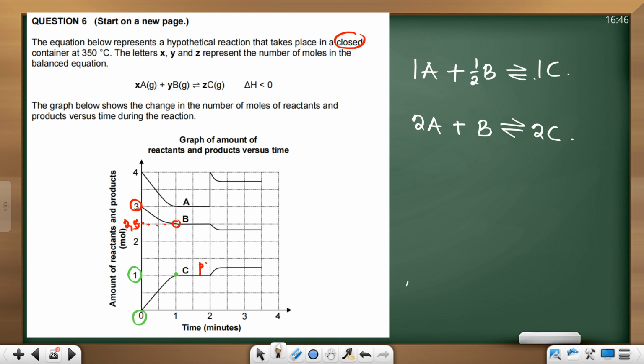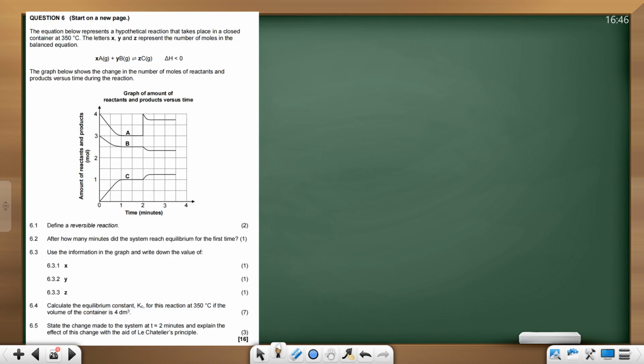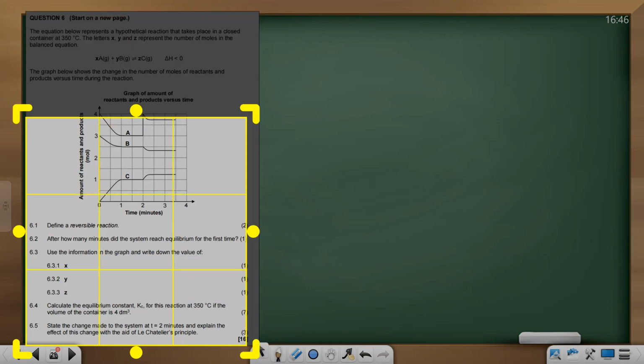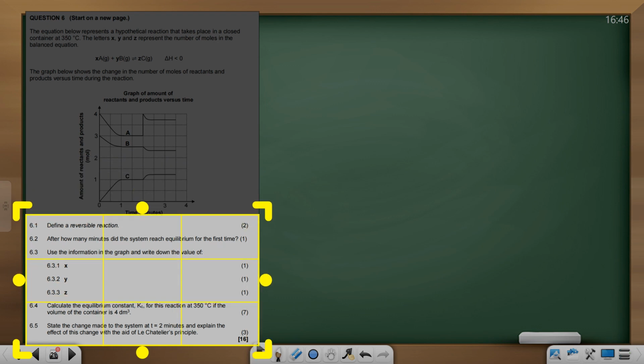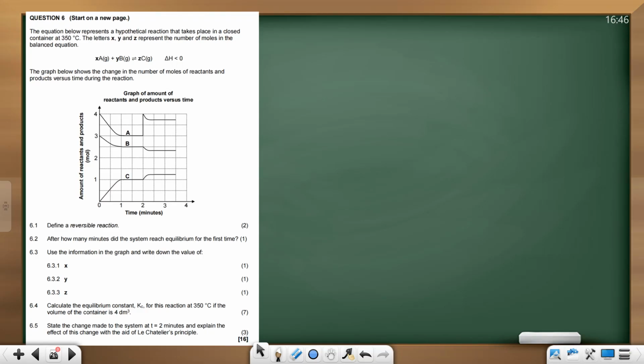Guys, are you okay with my interpretation? Let's get this 16 marks like chop chop. Let's get it like nothing happened, you know?